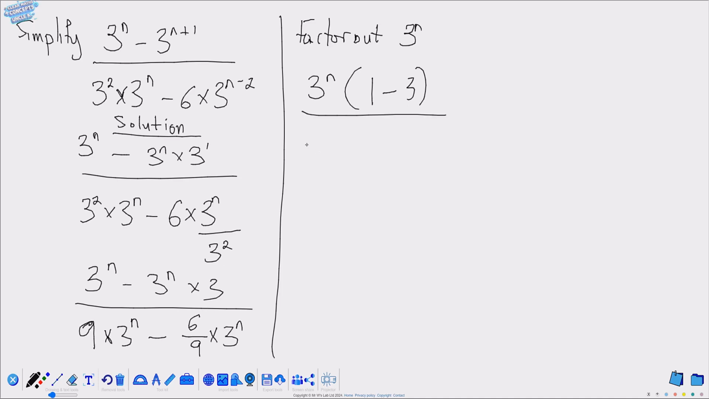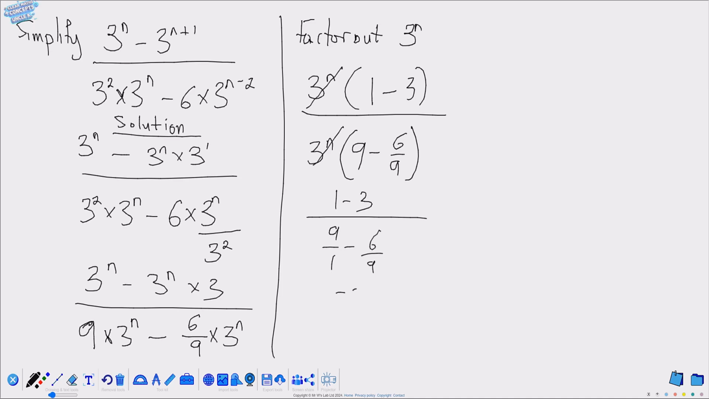So do the same thing for the denominator. 3 raised to n is common, so you have 9 minus 6 over 9. So now you can cut 3 raised to n, because now you have multiplication in between. You get that? So the subtraction is already grouped by brackets. So these can divide each other. So what do you have left? So we have 1 minus 3 over 1, this will be 9 over 1 minus 6 over 9.